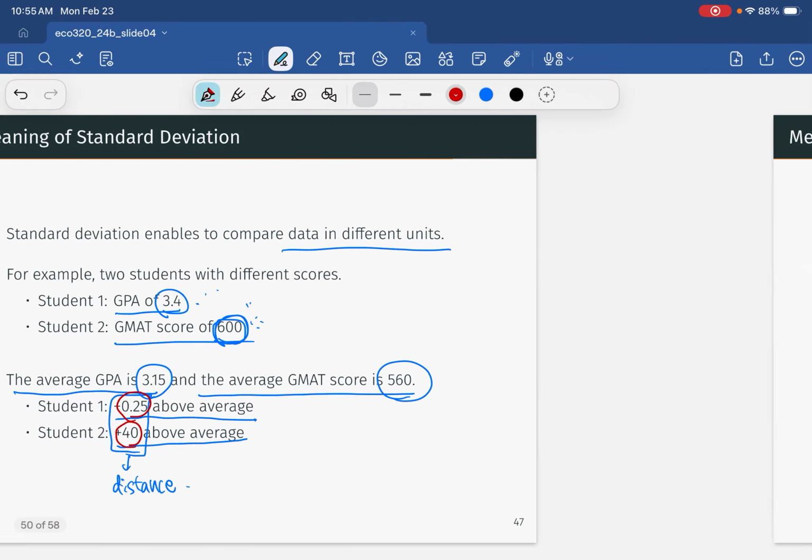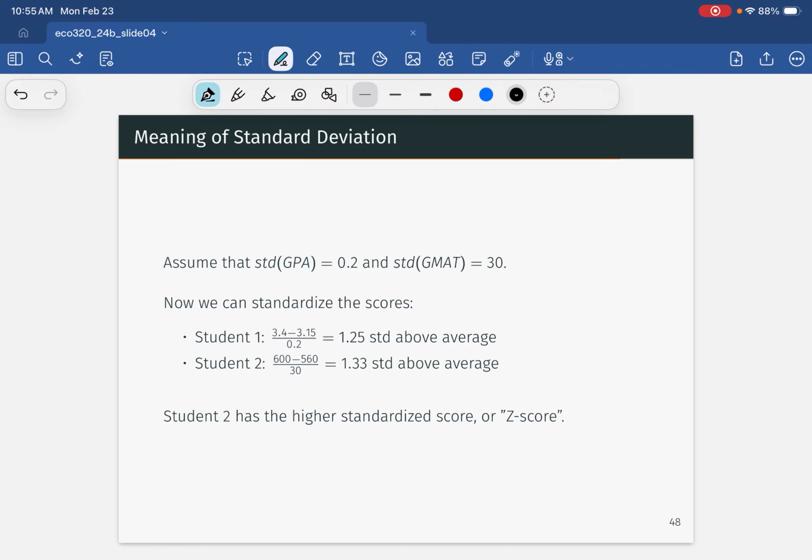The units are different. Here comes the standard deviation. I'm going to include the standard deviation information here, though of course they're fake numbers. The numerator is the distance of that student from the mean, and we divide that by the standard deviation. That gives you another distance, 1.25. This is a distance in the unit of standard deviation. Similarly, the second student's score is 600, which is plus 40 from the mean. That deviation is divided by its standard deviation, and then you get 1.33.